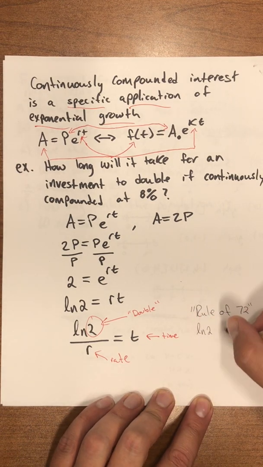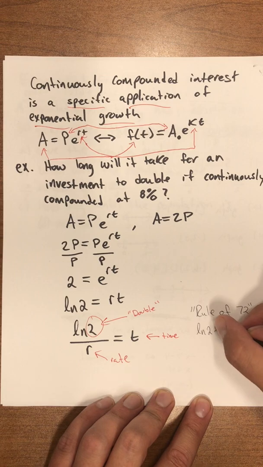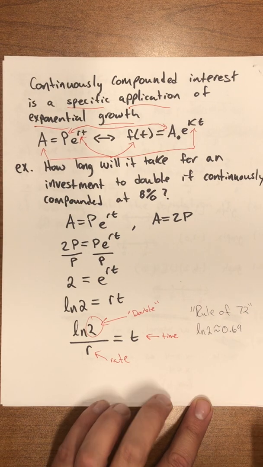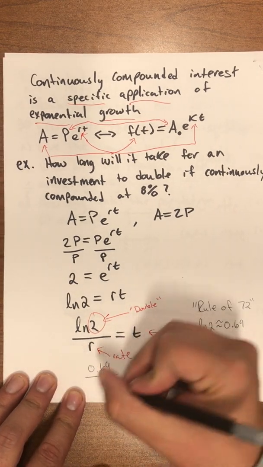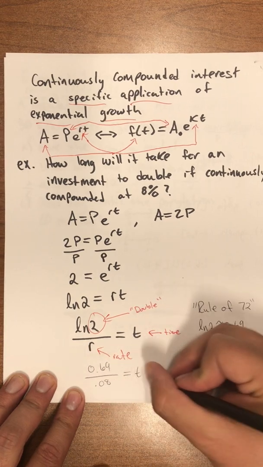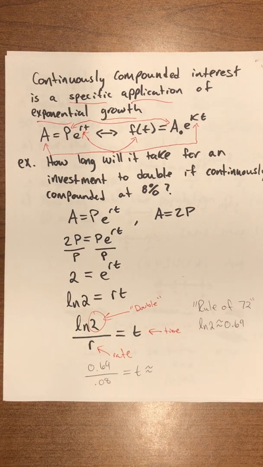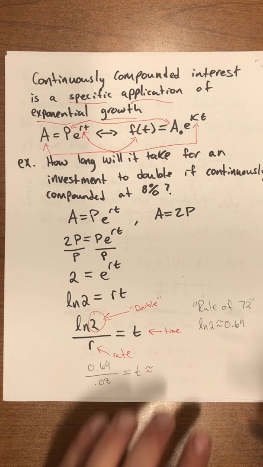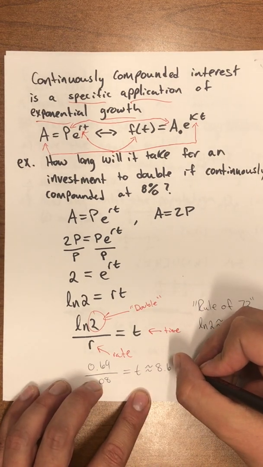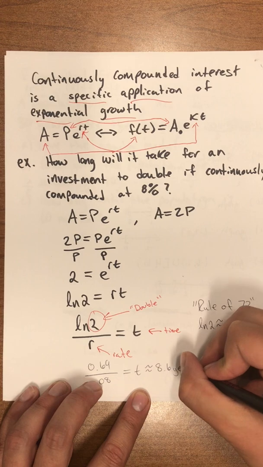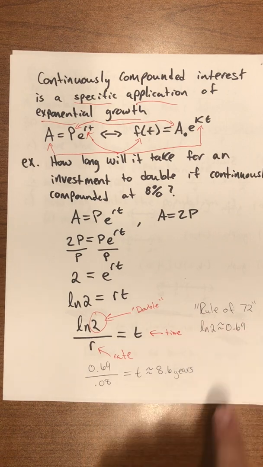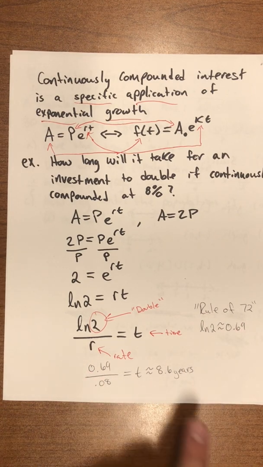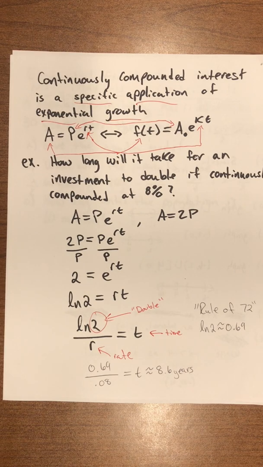The natural log of 2 is actually approximately 0.69. So when you divide that here, 0.69 divided by 0.08, that's our time. I'm getting about 8.6 years. For whatever reason, in finance, they say take 72, divide it by the rate as a percentage, and you're going to get approximately the time that it takes to double.